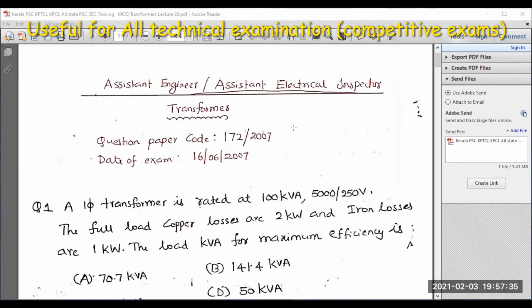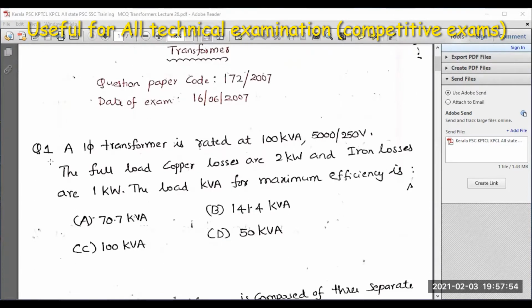Hello everyone. In this video, I'll be discussing the most important MCQs related to transformers. These questions I have selected from the Assistant Engineer and Assistant Electrical Inspector examinations. The question paper code and date of the exam are given here. Let us discuss one by one. Moving on to the first question.